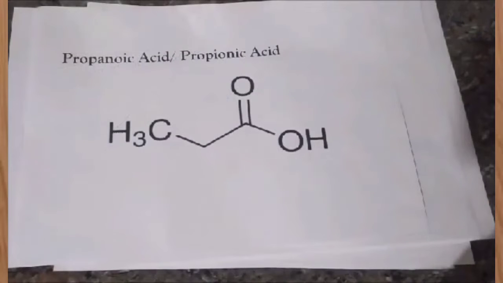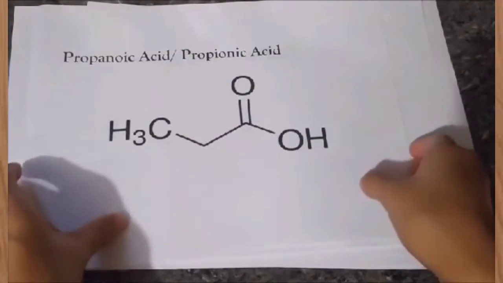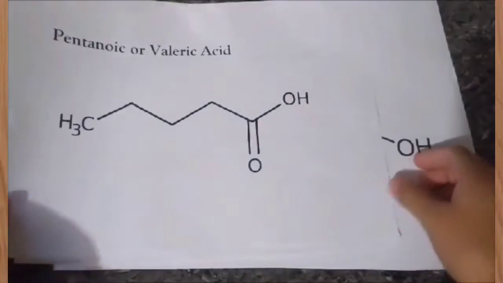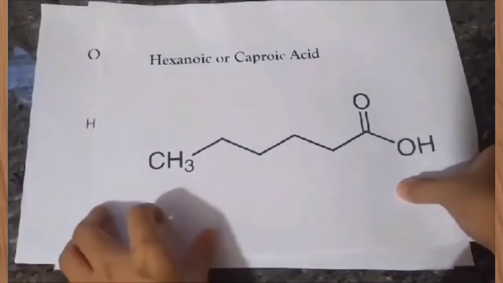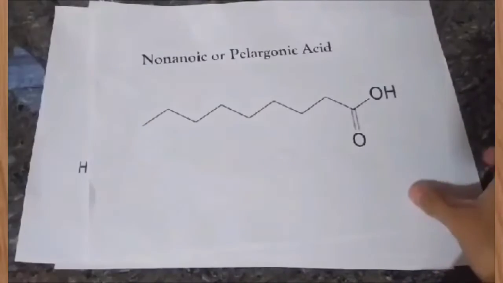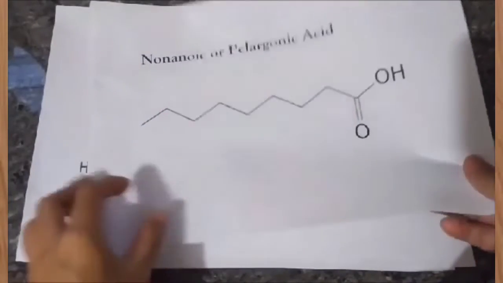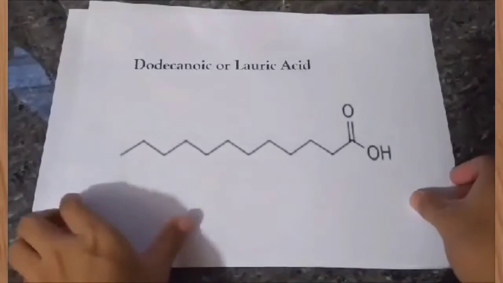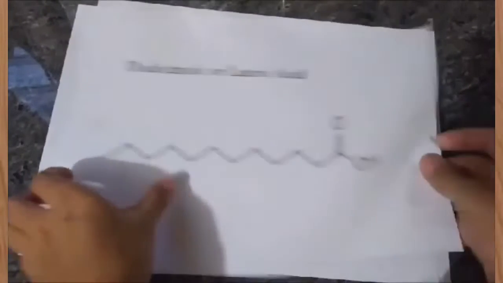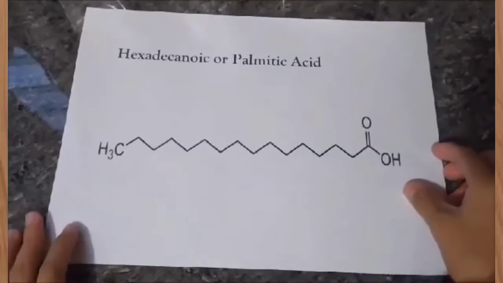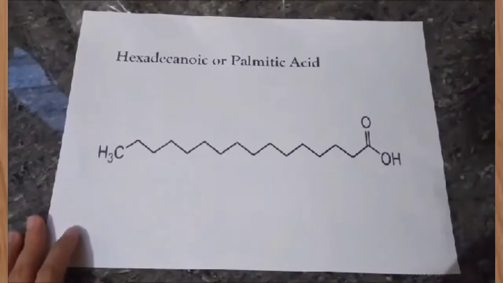Some interesting carboxylic acids include propanoic or propionic acid, butanoic or butyric acid, pentanoic or valeric acid, hexanoic or caproic acid, octanoic or caprylic acid, nonanoic or pelargonic acid, decanoic or capric acid, dodecanoic or lauric acid, tetradecanoic or myristic acid, and hexadecanoic or palmitic acid.